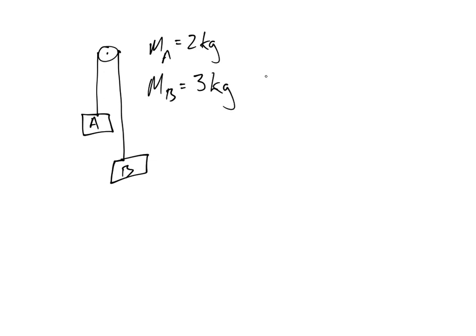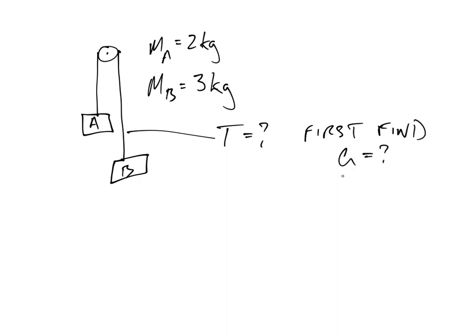Now, our objective in this problem is to say, hey, there's the string there, or the rope. What's the tension in it? That's our question. In order to find this, we can't solve this unless we first find the acceleration. If we find the acceleration, then we can find T. Okay? This is actually a new class of problem where we have to analyze this in terms of dynamics in two different ways.